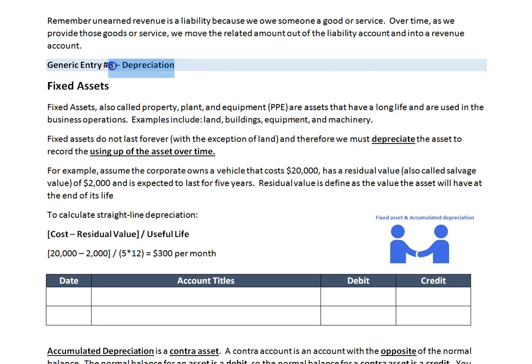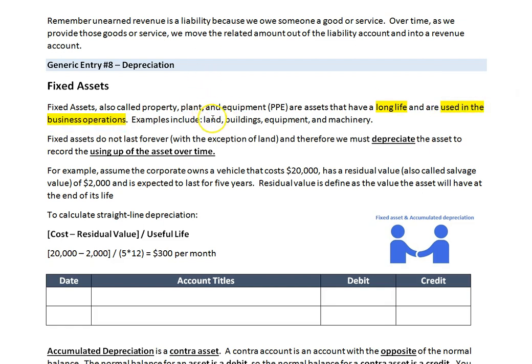All right, the new type, the last type, depreciation. Depreciation is its own category. There's a little bit we're going to talk about to introduce this concept. It's the first time you've seen it. So we're talking about fixed assets. Fixed assets are also called property, plant, and equipment. These are assets that have a long life and are used in business operations.